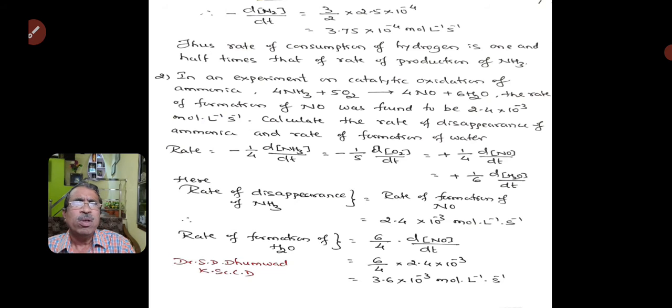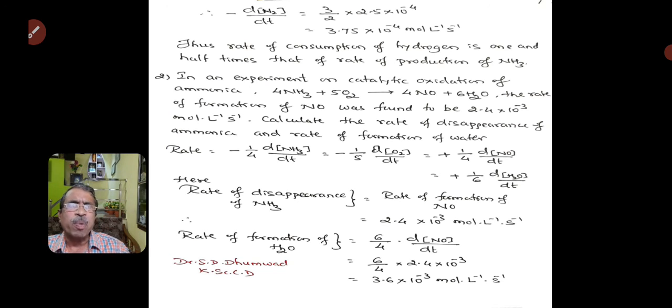Substituting the value, we get 3/2 into 2.5 into 10 raised to minus 4. This is nothing but 3.75 into 10 raised to minus 4 moles per liter per second. Thus, the rate of consumption of hydrogen is 1.5 times that of the rate of production of ammonia.